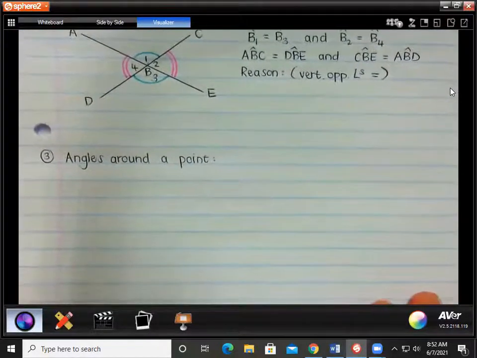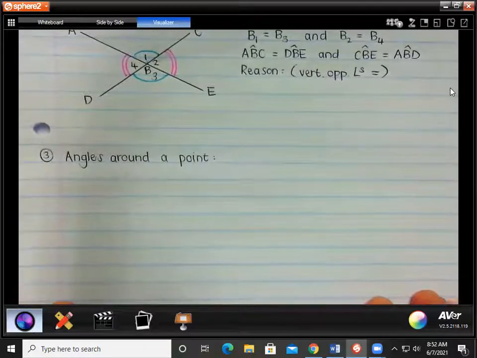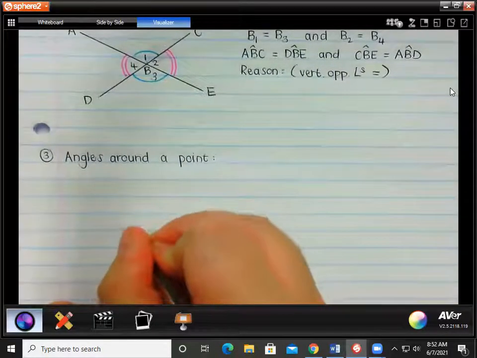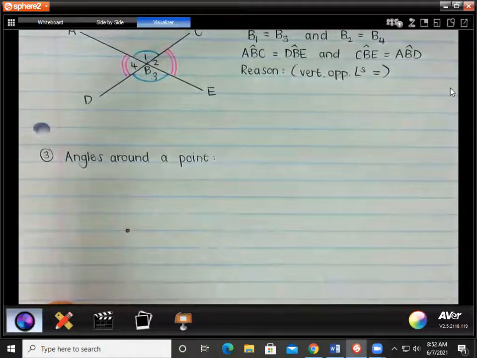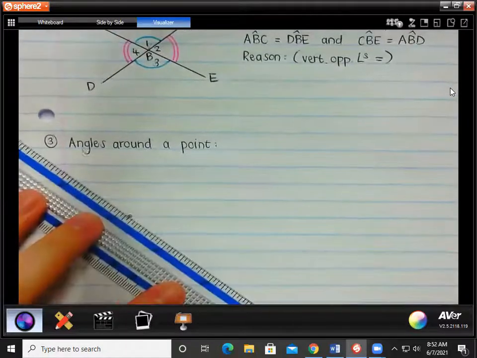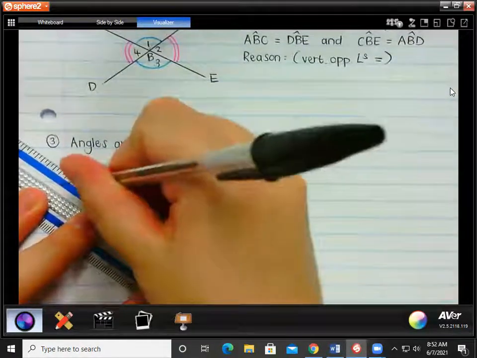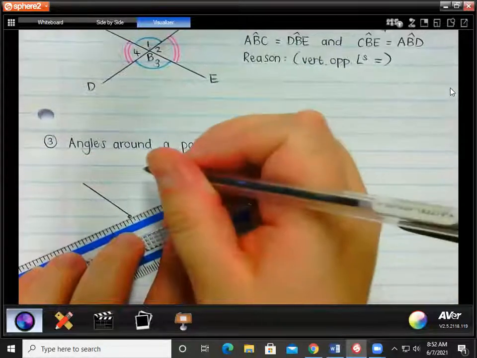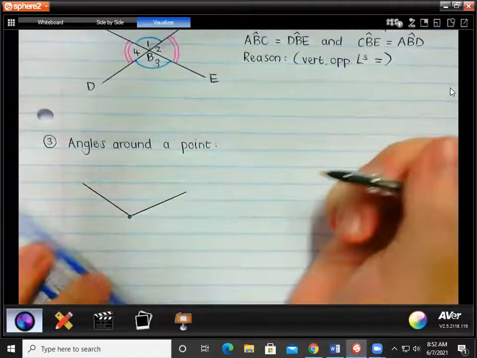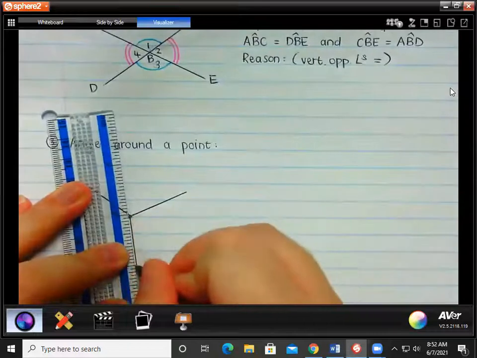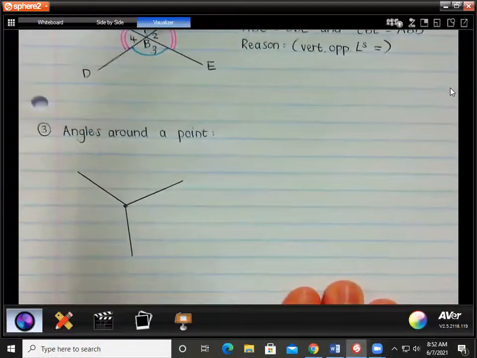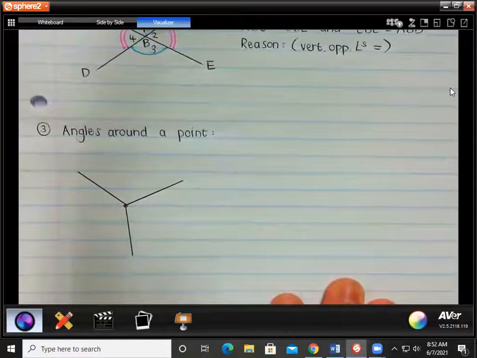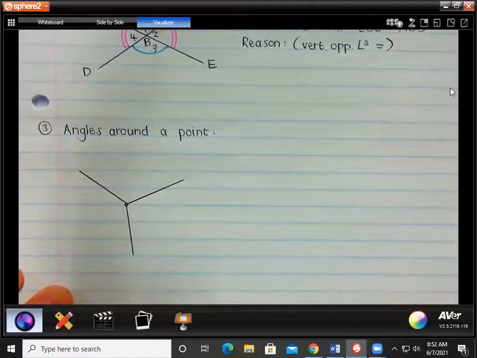Okay, the third one, angles around a point. So now I just want you guys to actually make a little point, and then we're just going to draw 3 lines kind of moving around that point. All right, it doesn't matter really how those lines look, as long as they are straight lines like that, going from the same point.